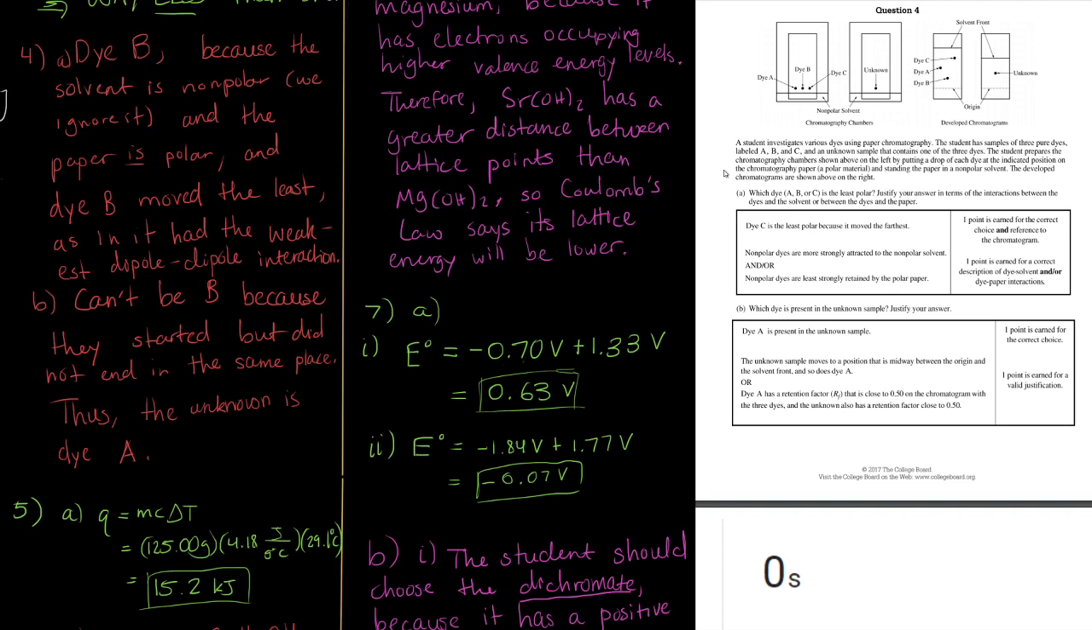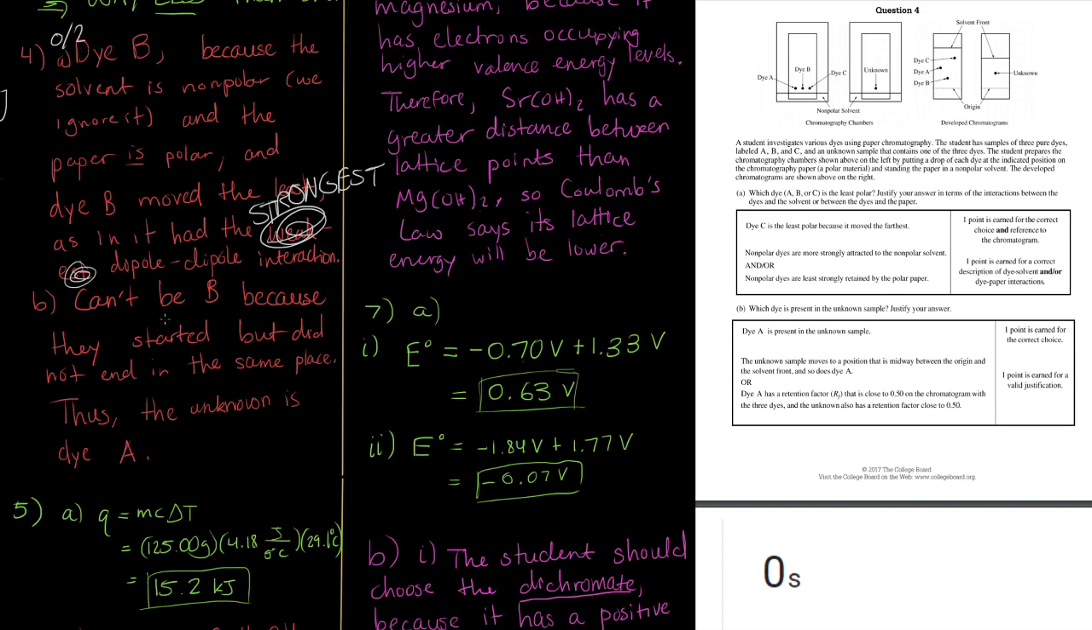So for part A, 1 point is earned for the correct choice and reference to the chromatogram. I do not get that. 1 point is earned for a correct description of dye, solvent, and/or dye-paper interactions. So dye B moved the least, so it had the weakest. That's the exact opposite. I need to say it moved the least, so it had the strongest. This is what I should have said. Okay. 0 of 2. And dye A, I get that point.